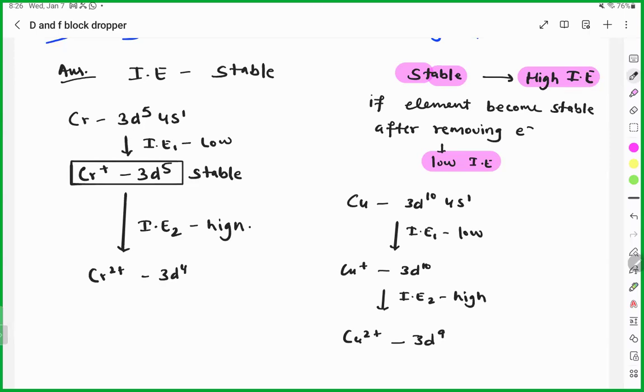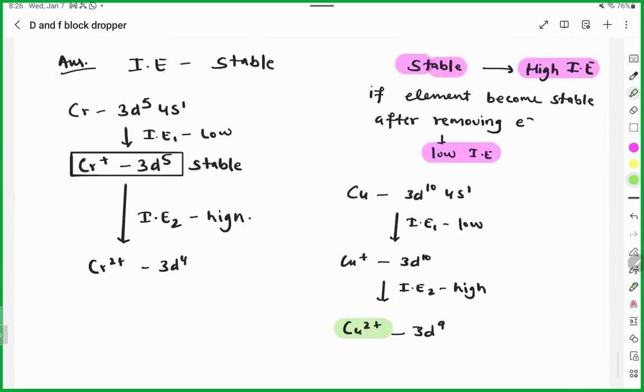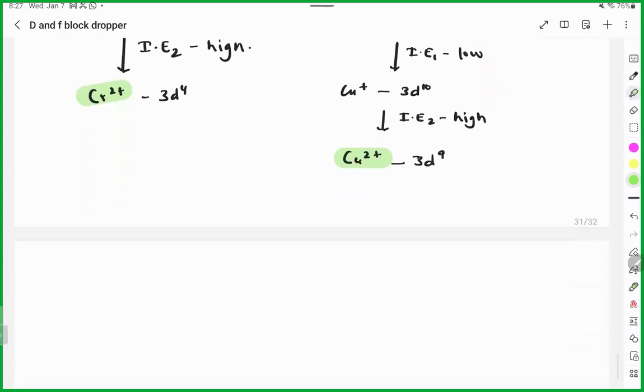But still, copper 2 positive is a stable element like iron, isn't it? Copper 1 positive, copper 2 positive is very common. How is that possible? According to this situation, we are saying that chromium 2 positive and copper 2 positive are highly unstable because we are removing electron from the stable configuration. But still, copper 2 positive is a popular ion. How is that possible?